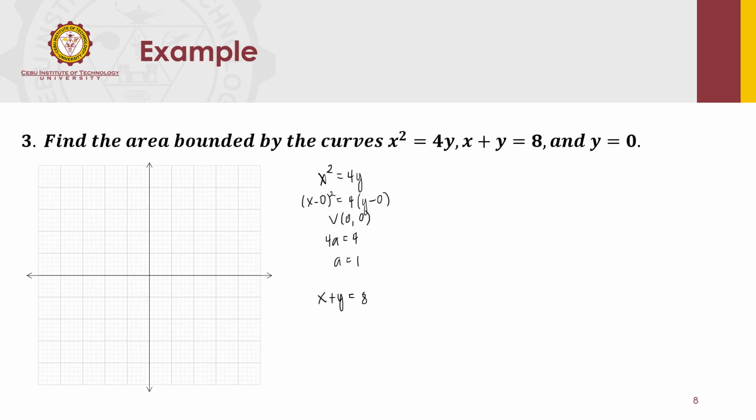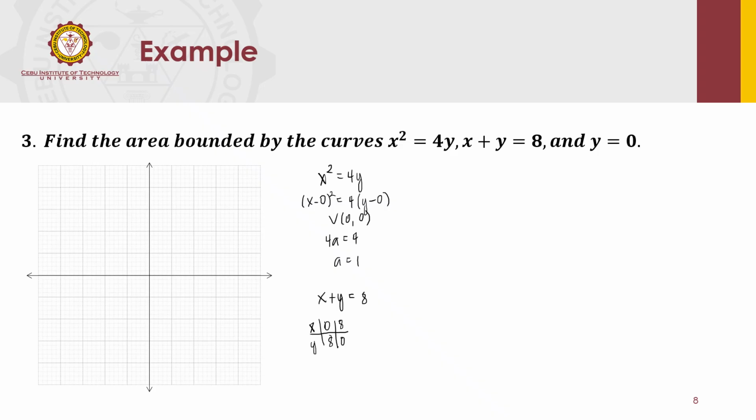So at x equals 0, solve for y. If x is 0, y is 8. And then at y equals 0, solve for x. So x is 8 if y is 0. So we have 2 points, 0, 8, and 8, 0. So we can solve for the intersection points of the parabola and the line.